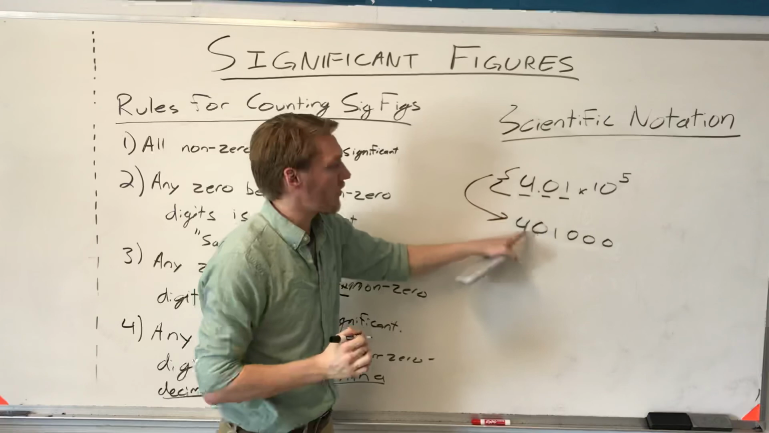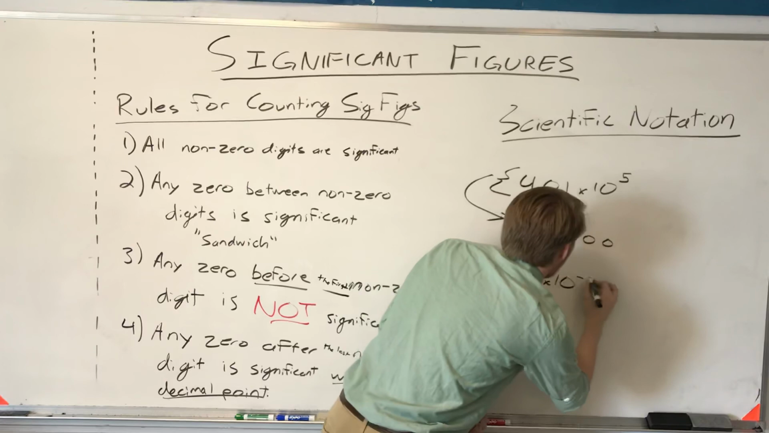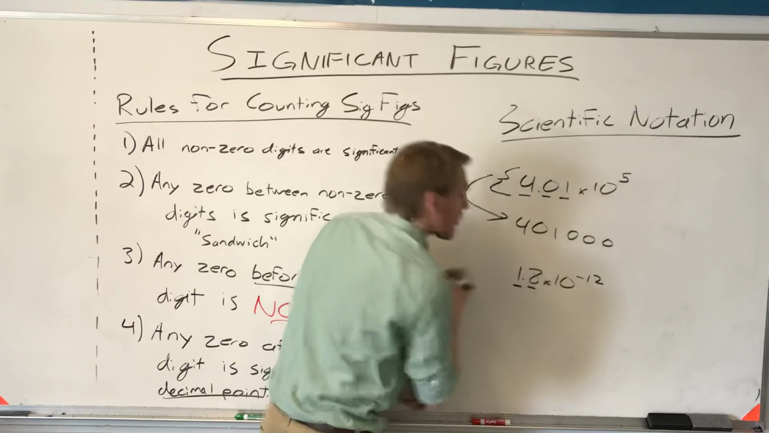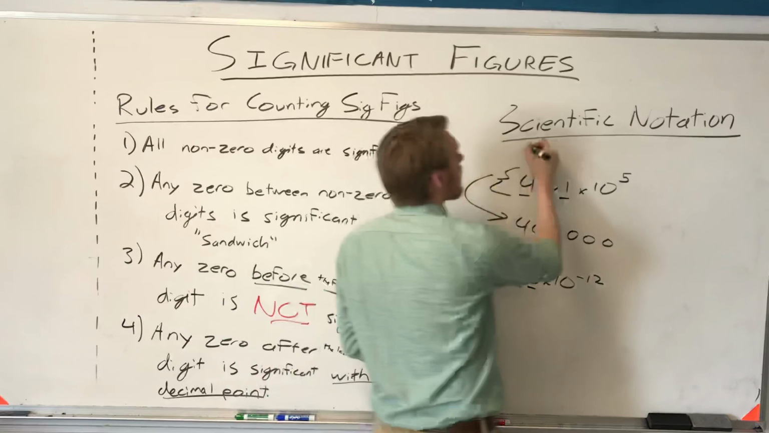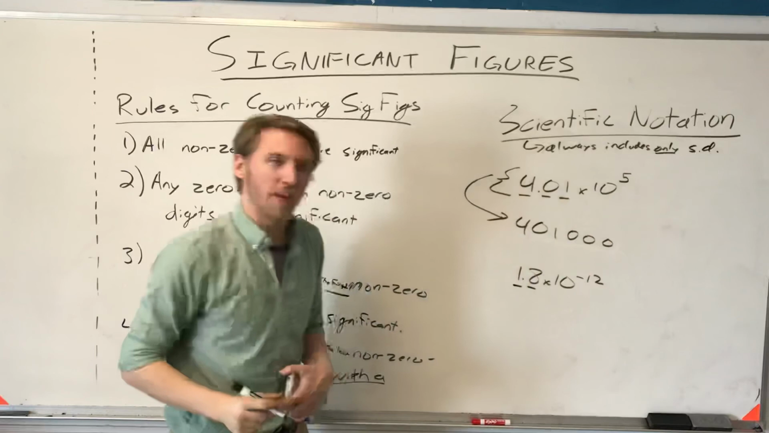So these two numbers are the same number. Let me show a different example with a decimal number. Let's say 1.8 times 10 to the negative 12. Ooh, that's a really small number. I know that because of how negative that exponent is. Here once again, I can see my significant digits all written right there. This number only has two significant digits. Scientific notation always includes only significant digits. SD, by the way, is the abbreviation for significant digits.